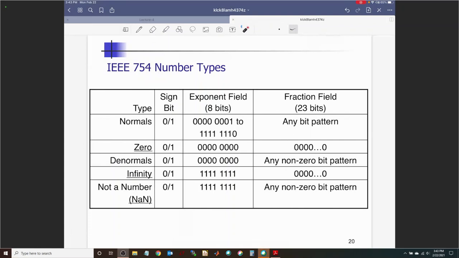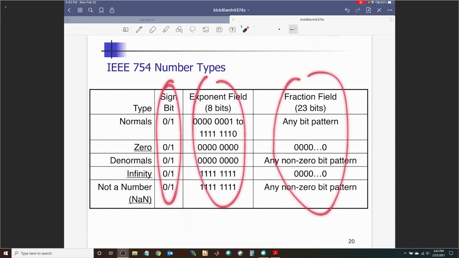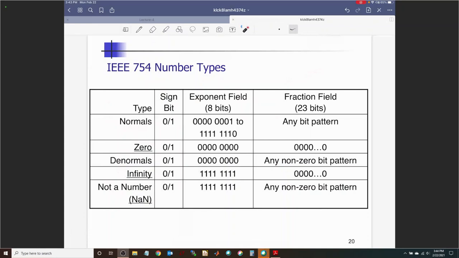You have a table here in which all the way to the left you have the type of the number, whether it is normal, a 0, a denormal, an infinity, or a not a number. You have the sign bit, the exponent field, and the fraction field for each of those types. Now let's talk about the special cases first.